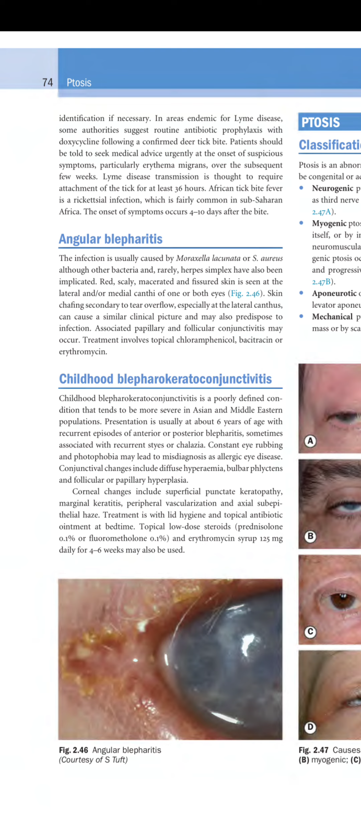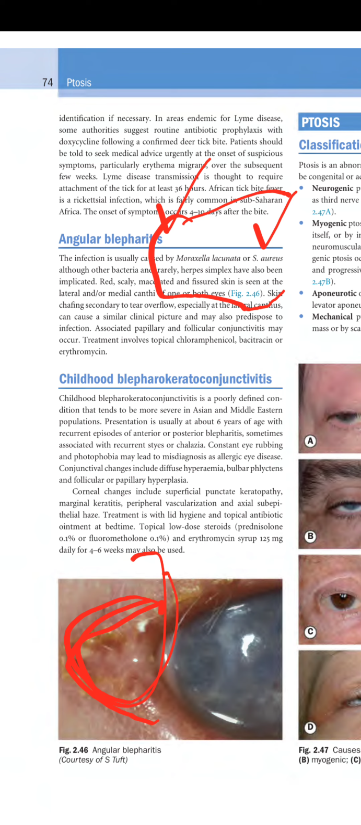So basically, it is the canthi, the angular area of the eyes, that are affected. That is why it is called angular blepharitis. One of the important things you should know about blepharitis is the organism associated with it. It is Moraxella lacunata or Staph aureus, and it causes redness, fissuring and scaling of the skin, and the treatment is with antibiotics.